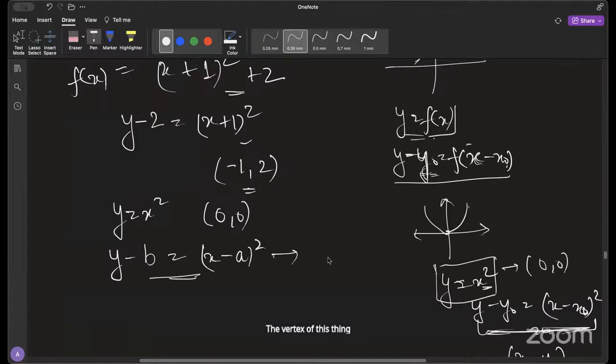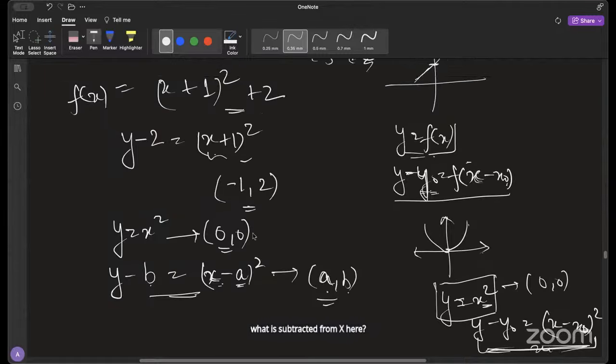Vertex of this thing is a comma b. Is this thing clear? The vertex of this is 0, 0. Vertex of this is x, and then what is subtracted from x? A is subtracted from x. The x coordinate of the vertex is a. B is subtracted from y. The y coordinate of the vertex is b. What is subtracted from x here? Actually add 1. This is the same as x minus minus 1. So 1 is subtracted from x. That's why the x coordinate of the vertex is minus 1 and the y coordinate is 2, because 2 is subtracted from y.